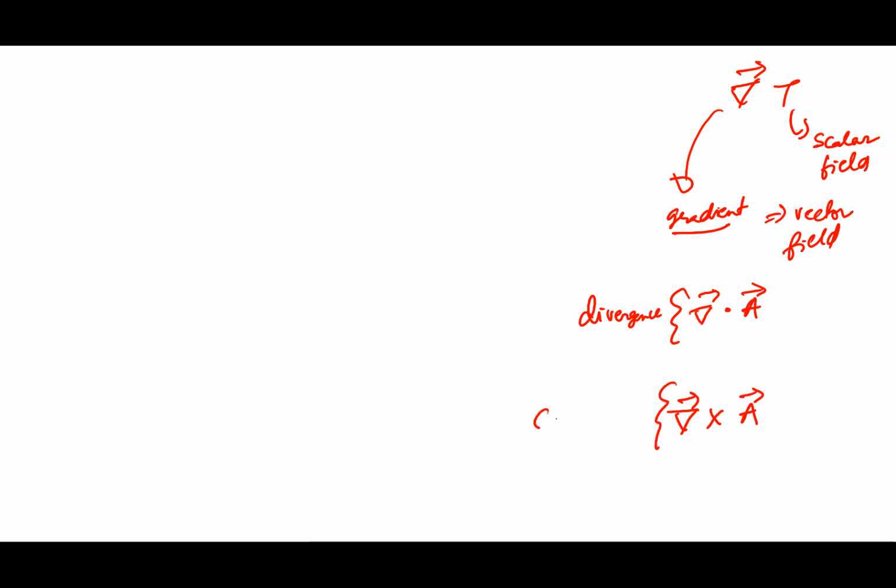This is what we call curl. And like how its name sounds, it is going to look at how much the field is curling around. It's not talking about a macroscopic curl. It is rather talking about, if you stay at one point, how that microscopic curl at that point is. So we're going to look into what this means. We're now going to look at curl.